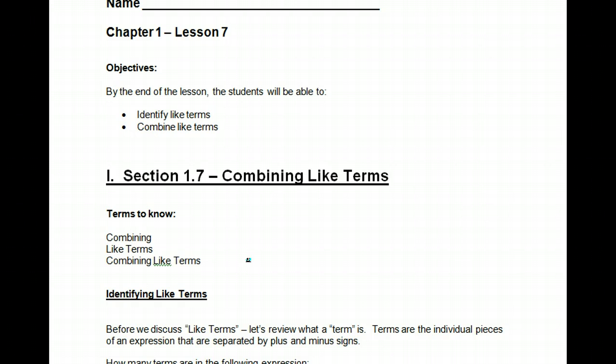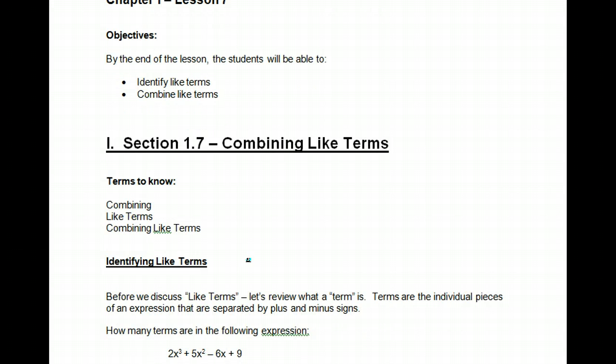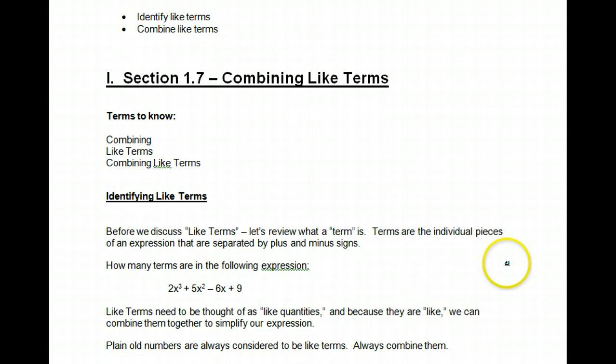Now, before we actually discuss what a like term is, I do want to review with you what a term is, because I do feel like that is useful for us to know. Terms are the individual pieces of an expression that are separated by plus and minus signs. When we put our terms together to make a mathematical expression, we read each term using addition and subtraction.